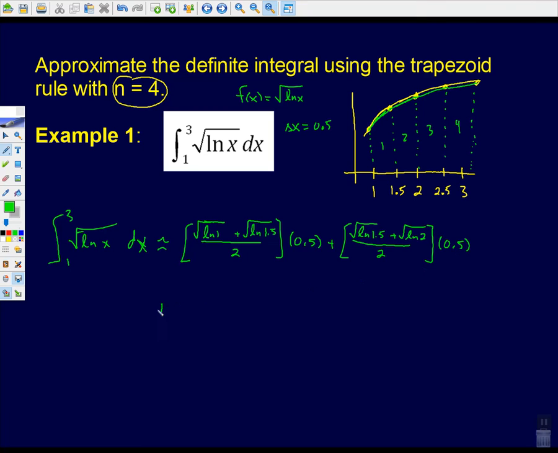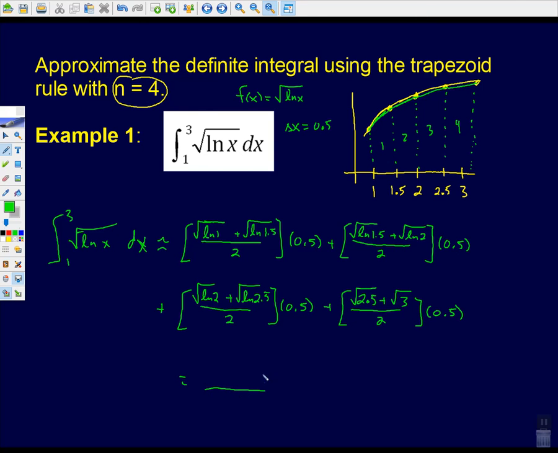And we'll just have the last two to do now. The square root of the natural log 2, plus the square root of natural log 2.5. So we're taking the average of those times 0.5. And then the final one is from 2.5 to 3. So the square root of the natural log of 2.5 plus the square root of the natural log of 3, divided by 2, times 0.5.